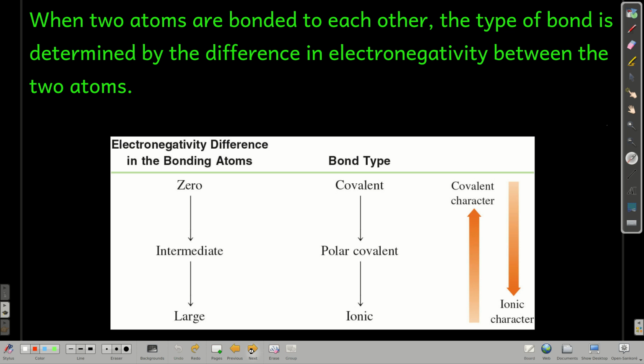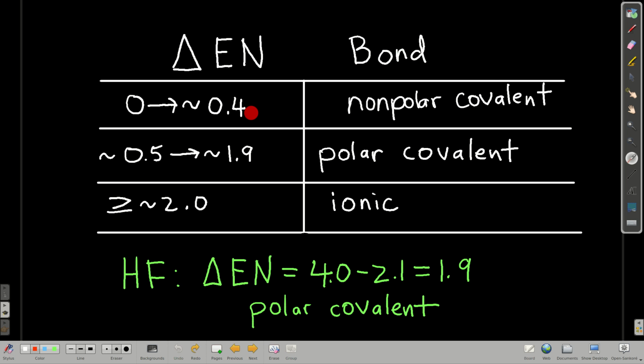So let's look at this. Here are those numbers I promised you. These are what we're going to use. If the difference in electronegativity is from 0 up to about 0.4, again, these aren't hard and fast, we call that a nonpolar covalent bond. In other words, there's not a big enough difference in electronegativity for the electrons to be shifted one way or the other, and so there's no real buildup of electron density on one side greater than the other. It's nonpolar. There aren't any poles.